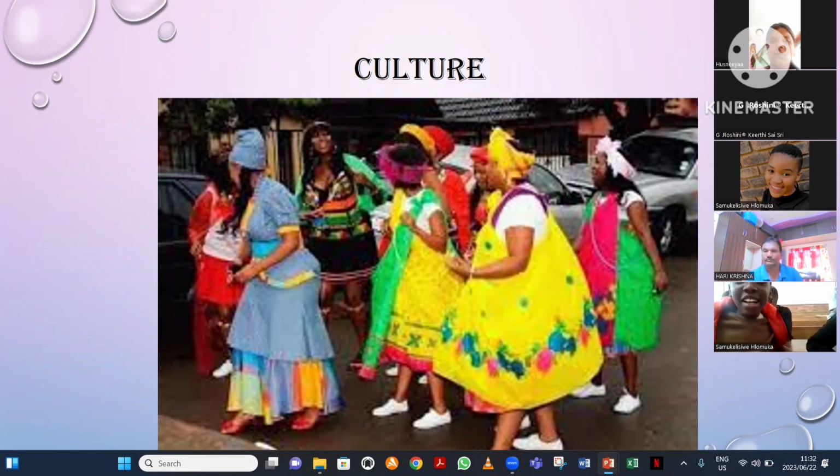Hi. Hello again. As you can see, this is the Venda and the Tswana painting. Their culture looks like this. This is how they dress, but they paint differently. Thank you.